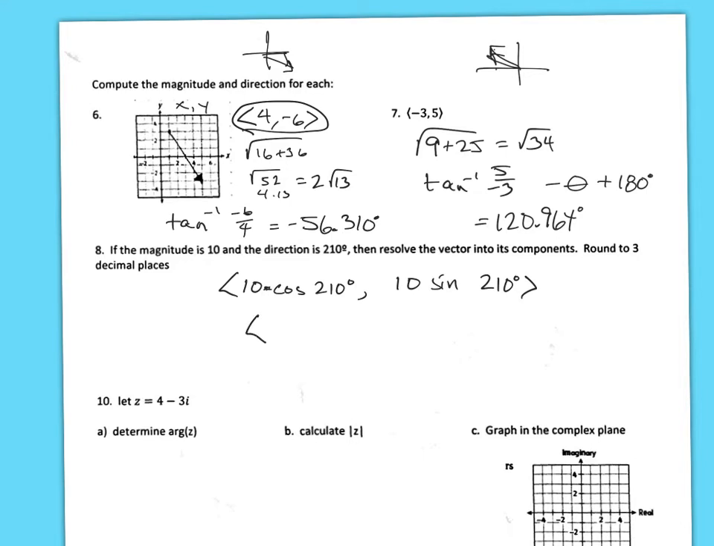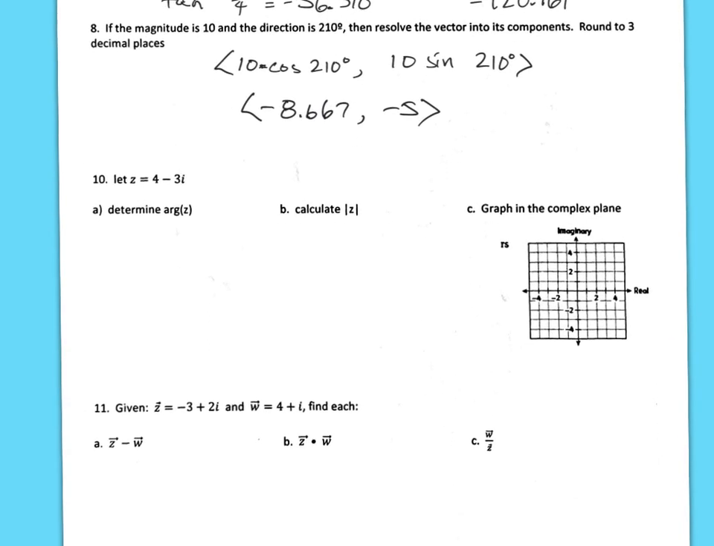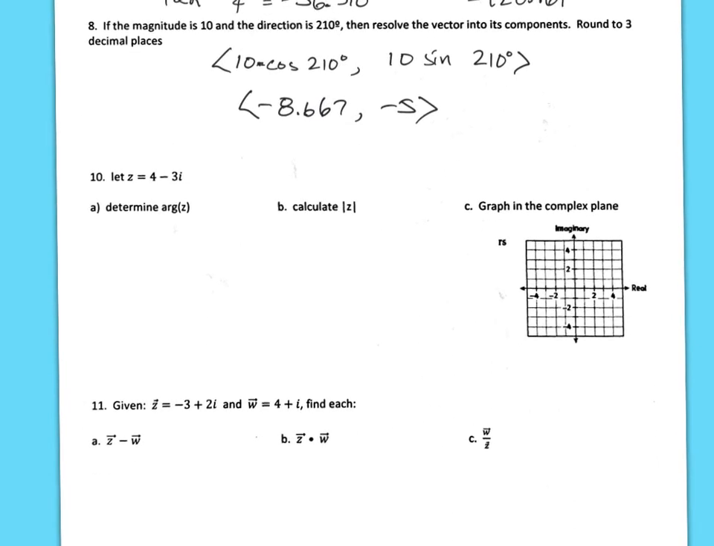It is component form, so we get negative 8.667. It says 3 decimal places, and then negative 5, which is a whole number. All of these are on the quiz. The whole rest of this page, actually this whole page is on the quiz.